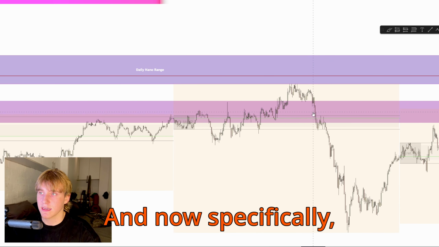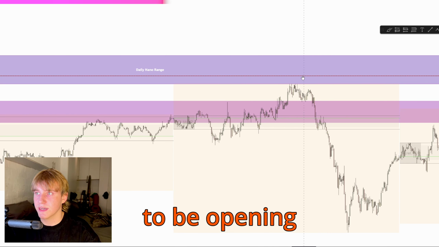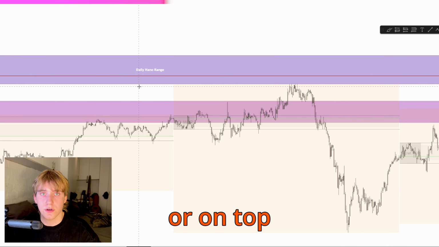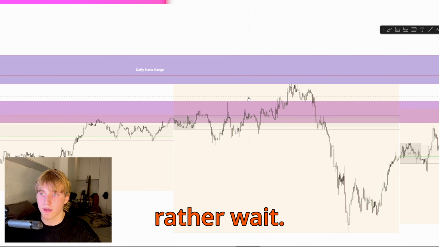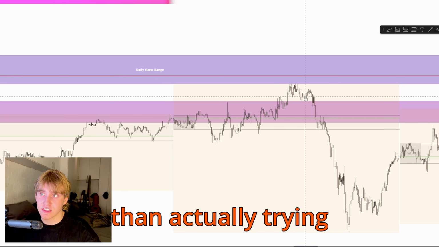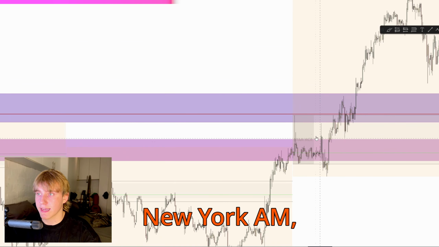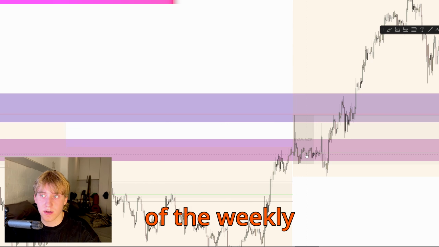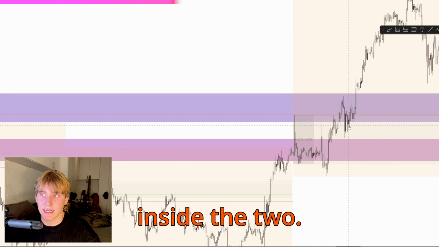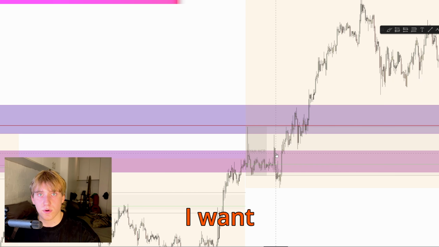Now specifically, I want us to look at a reason not to trade. If we're going to be opening up in between any of these two or on top of any of these two, I want us to rather wait. It is much better to trade towards these 2 points of entry than actually trying to trade away from it. So if we're coming to our New York AM, we opened up on top of the weekly, kind of inside the two, so we're not going to be looking for trades. And if anything like this happens, I want you to specifically wait until the next profile, or at least close to the end of that current profile.